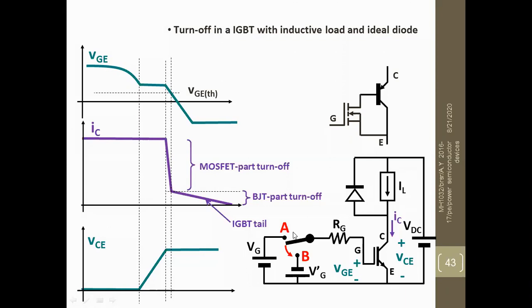While changing from A to B, the positive terminal is changed towards the negative, towards the reverse bias condition. We are reversing the supply. What should happen? The gate becomes more negative, and the switch becomes turned off. The VGE is reversed: here negative comes, here positive comes.